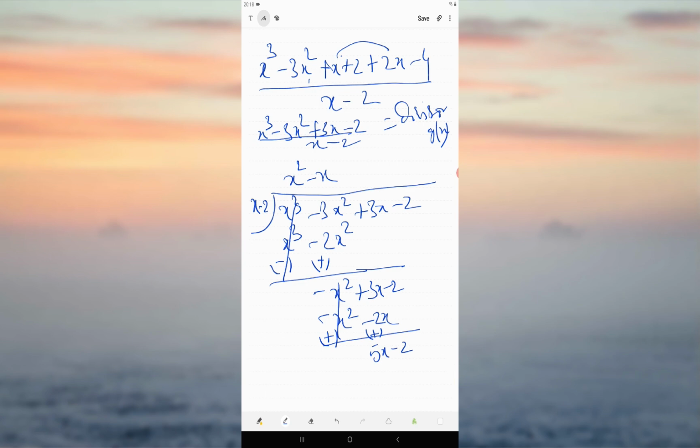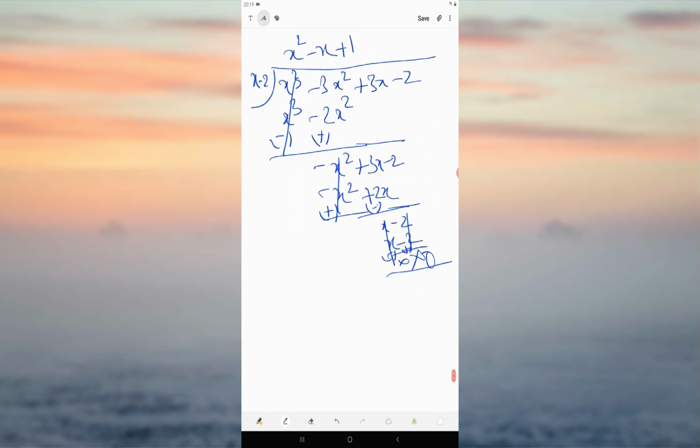Am I doing right or is something wrong? So minus x is there, so this will be plus 2x. Sorry. So finally this will be minus. So we are getting 3x minus 2x, which gives us x, and x minus 2, so that will give us plus 1. Okay, so 1 times x minus 2. This will be minus, this will be plus. Cancel, cancel, we will get 0.